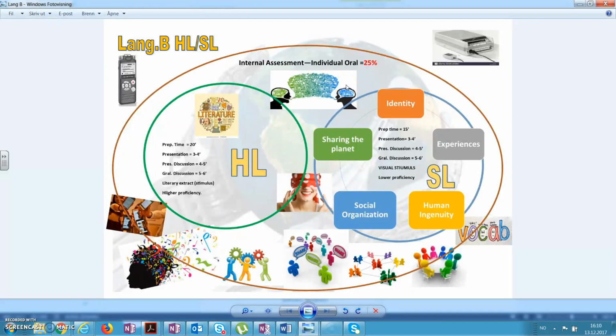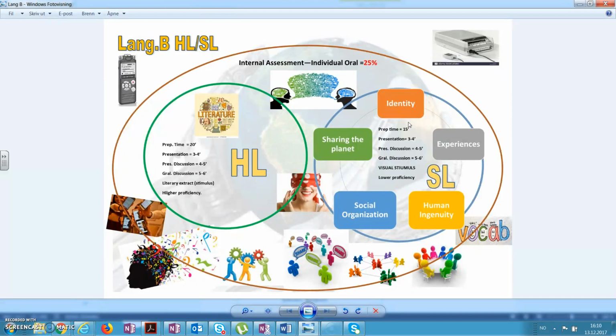Now, we're going to look at the difference between the higher and the standard level, and we'll start off with the standard level. For the standard level, the teacher will choose 2 visual stimuli, and each one has to be related to a different theme. That means that if I choose one related to sharing the planet, the other one should be related to experiences or human ingenuity or identity. The visual stimulus has to be labeled in the target language and with the theme to which it relates.